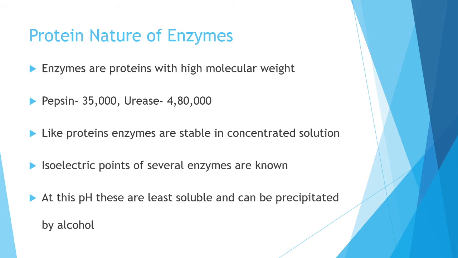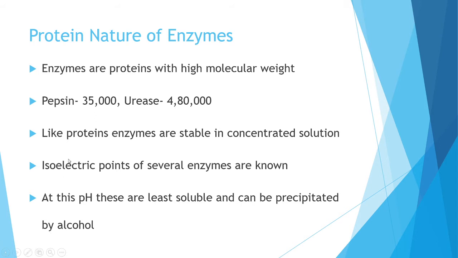For example, pepsin. Pepsin is an enzyme whose molecular weight is 35,000. And another enzyme, urease, has a molecular weight of 480,000. That means it has a high molecular weight.